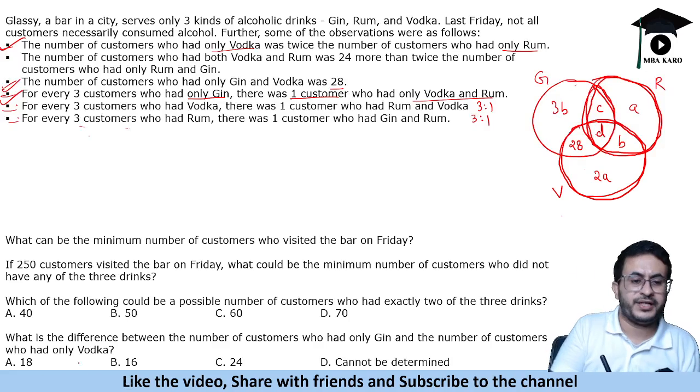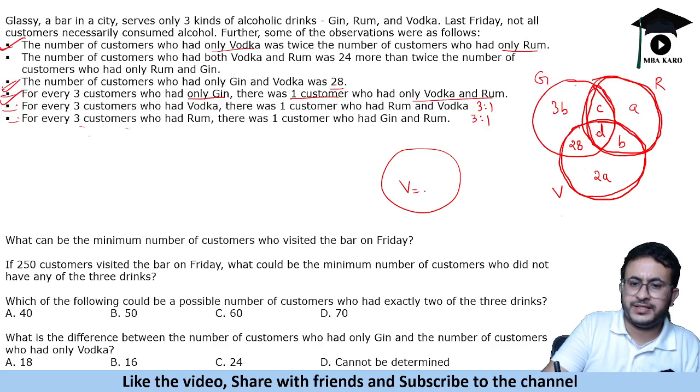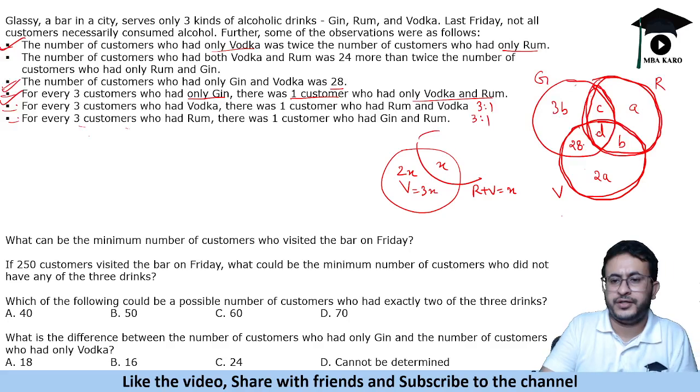Okay, so let's revisit this. It says for every 3 customers who had vodka, there was one customer who had rum and vodka. So let's understand through this part. This is the vodka circle. So that vodka is 3x, and this portion, that is rum plus vodka, is x. So this is x, so the other portion is 2x.